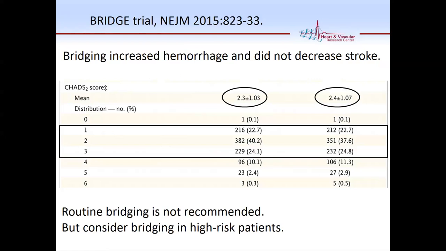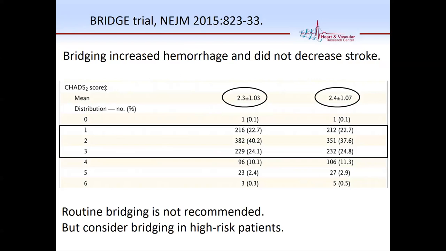The bridge trial, of which we were participants, looked at bridging when patients were going for procedures and operations. And it turns out that in this study, the risk of hemorrhage was higher for patients who received heparin bridging than for those who just stopped their Coumadin and then went back on it when they were done with the surgery. And there was no decrease in stroke in this study.